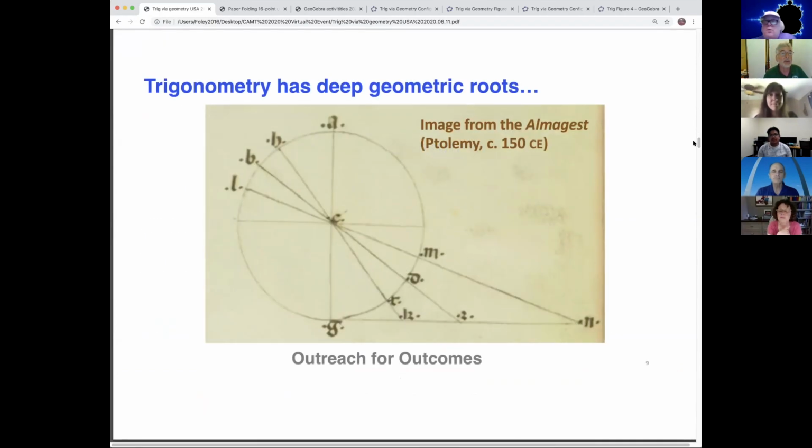Our theme today, of course, is the connections between trig and geometry. And what we're doing today is not a brand new concept. Here's an image from the Almagest by Ptolemy that was published around 150 AD or CE. And so this is nearly 1900 years old. And this image you see here is very closely related to some of the images we will be exploring today.